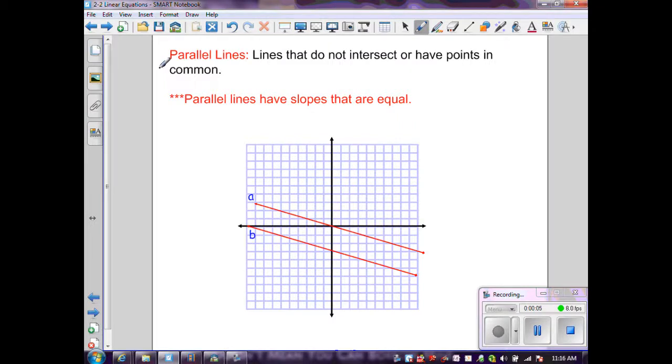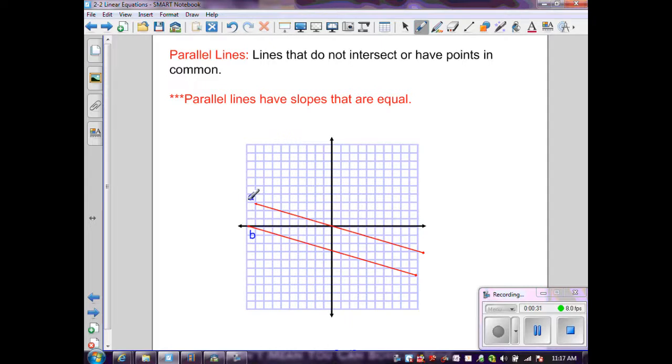Our next slide has the definition of parallel lines. Parallel lines are lines that do not intersect or have any points in common. Parallel lines have slopes that are equal. So on any question in the book, if they wanted to know if two lines are parallel, all I would have to do is determine a slope. If I'm given 2 points for each line, I would determine a slope by the slope formula. Or if I'm given a diagram, all I would have to do is to determine the slope.